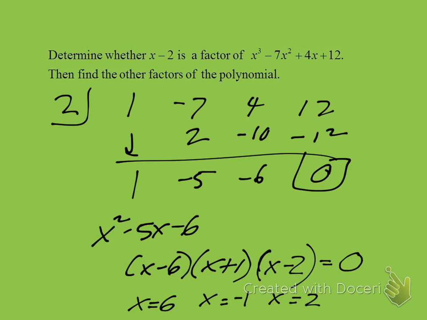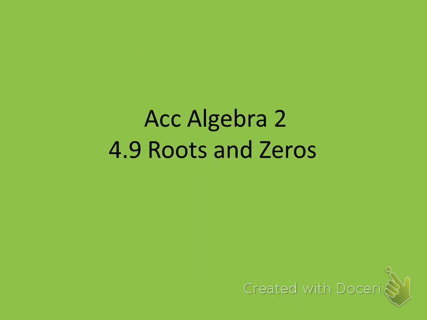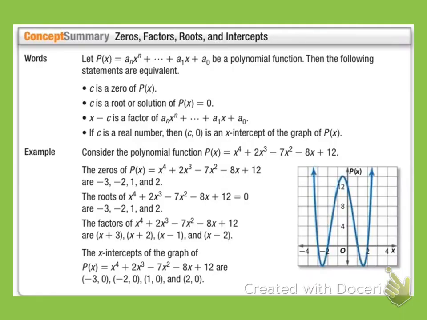So, your last part, 4.9. Roots and zeros. Ew. It's a lot up there. Oh, this is the one that you said that you personally liked, right? I'm going to get them, okay?